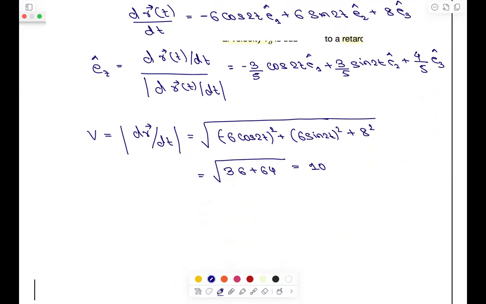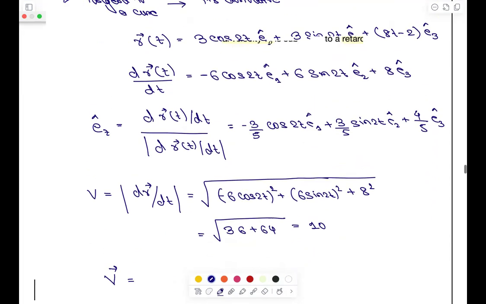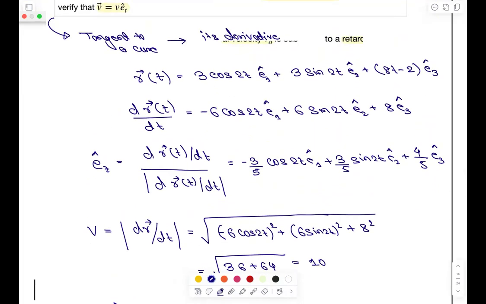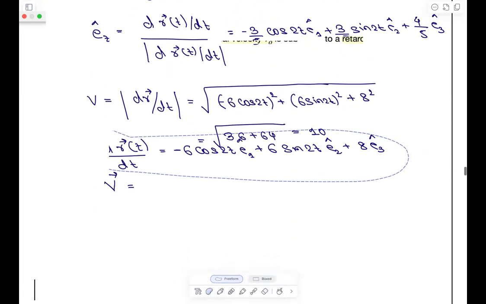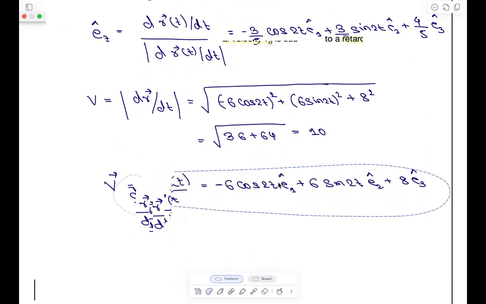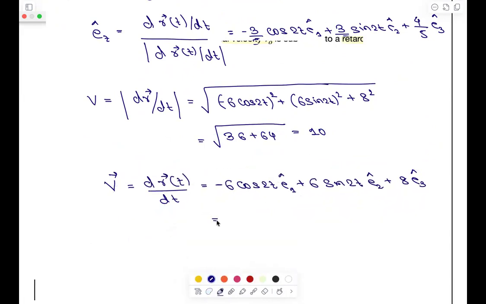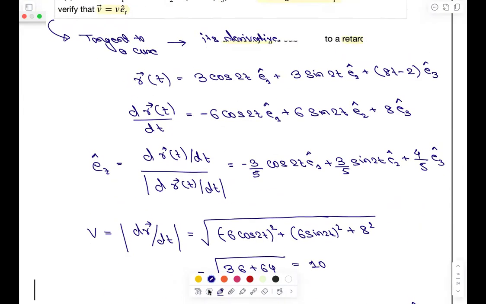We have to find v, right? So what is v? v is this one. This is how you define v. Just write it down. v is equal to this. And what is this? This can simply be written as, if you take 10 as common, it will be like this.